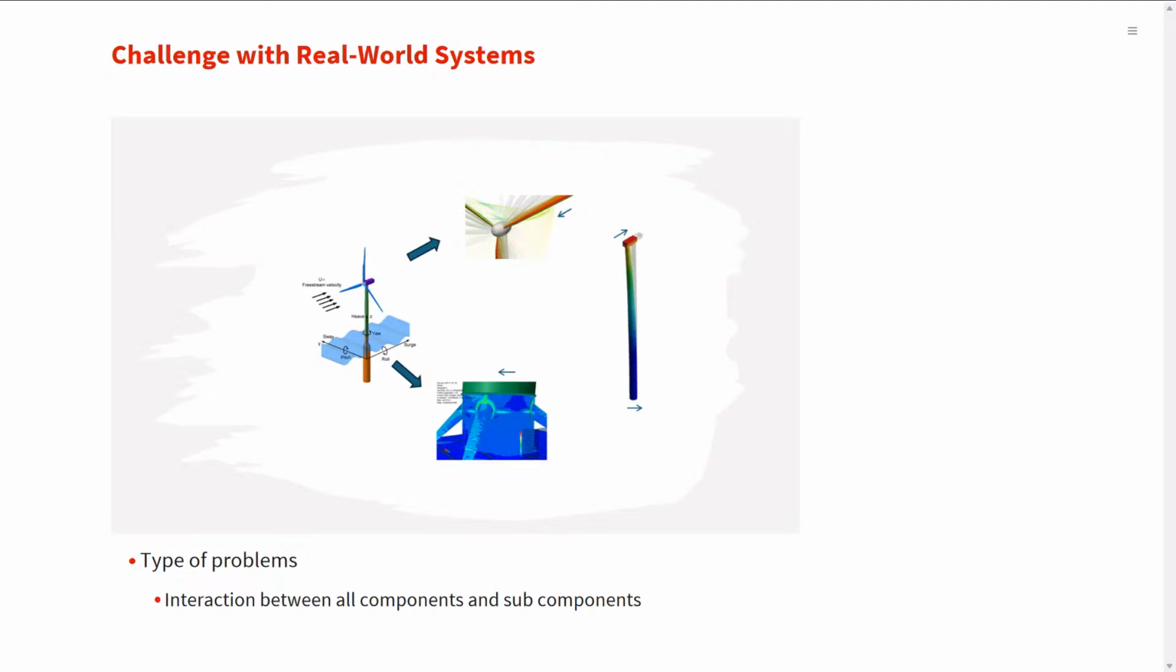Now, we consider the types of problems we face: a complex interaction between all components and subcomponents. Each part's performance can significantly influence the entire system. It is a symphony of engineering, where each instrument must be in tune. This is another challenge that we can take on with the Rotating Machinery Library.